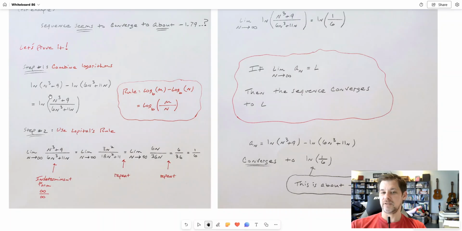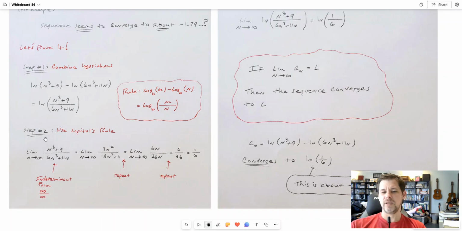So I'm going to look at just the inside part. I'm going to look at just n to the third plus 9 over 6 n to the third plus 11n. Okay, and I'll use something called L'Hopital's rule to calculate the limit of that as n goes to infinity.